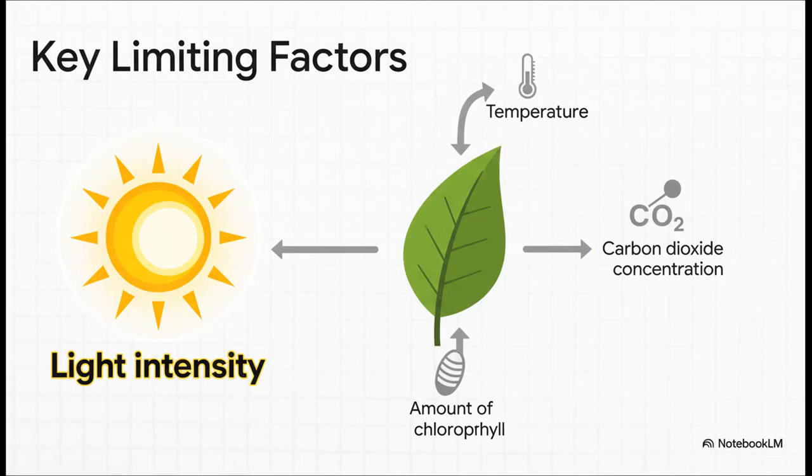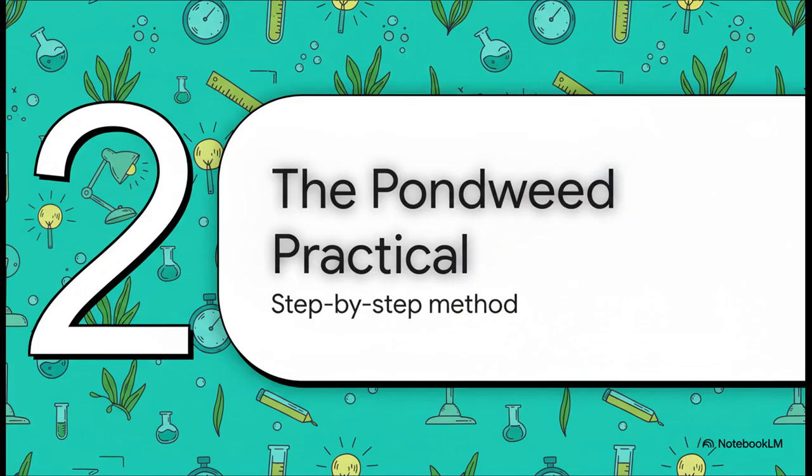And for photosynthesis, there are 4 main suspects that can act as that bottleneck: light intensity, CO2 concentration, temperature, and how much chlorophyll the plant has. In this practical, though, we're going to put just one of these under the microscope: light intensity. Which brings us nicely to Section 2, the Pondweed practical.